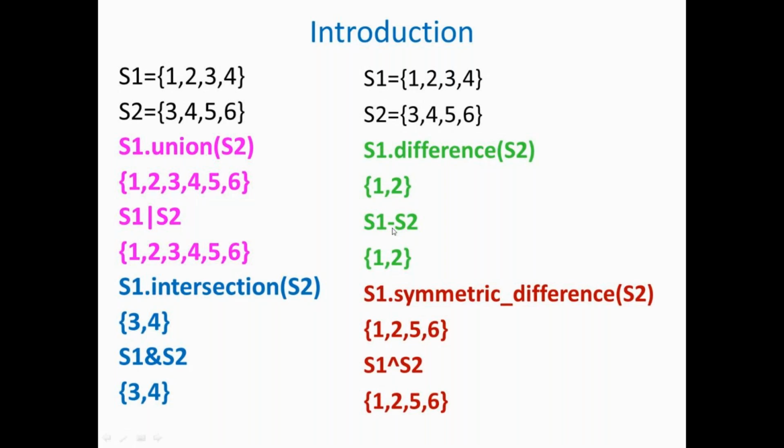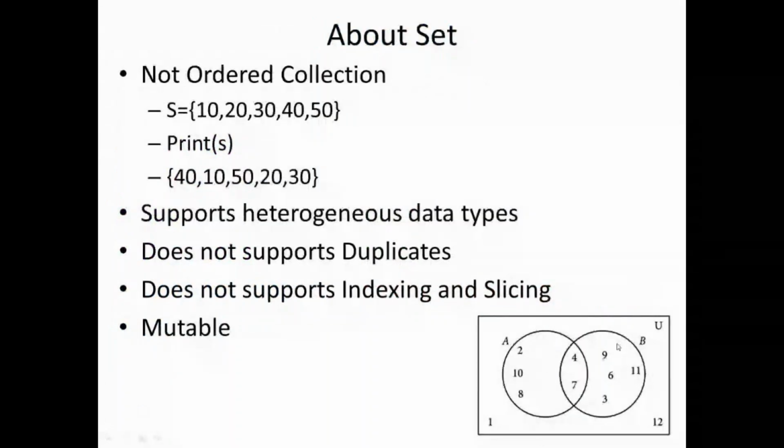We can do that. But s1.symmetric_difference(s2) means a minus b union b minus a, which gives 1 2 5 6. We can visualize this with Venn diagrams. You can visualize how to do the operations on sets.